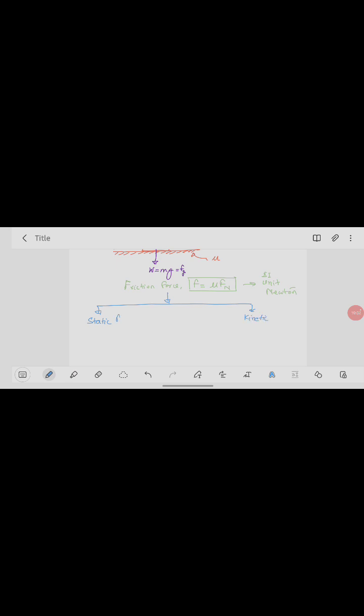Static friction means the body is not moving. Kinetic means the body starts moving. So for static friction, we say it is Fs, and for kinetic friction, we say it is Fk. For this, the formula you write is Fs is equal to mu s Fn. And for this, you write Fk is equal to mu k Fn.